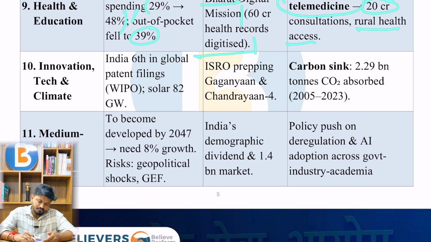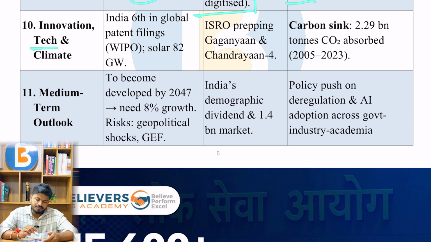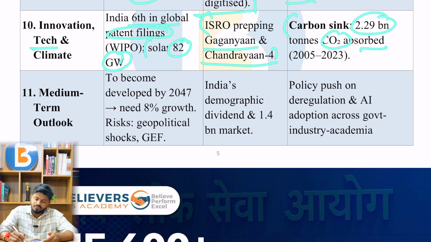Okay. Next, with respect to innovation, tech and climate, India is 6th in the global patent filings, very important data, and solar stands at 82 gigawatts. And ISRO is preparing for Gaganyaan and Chandrayaan 4, and the carbon sink is 2.29 billion tons of carbon dioxide absorbed between 2005 to 2023. Very important data when we talk about climate action of Government of India.